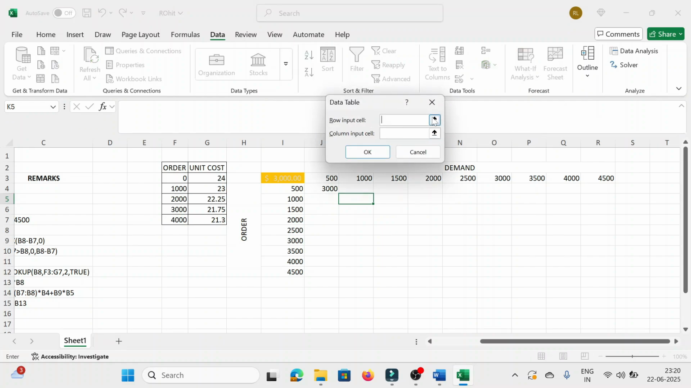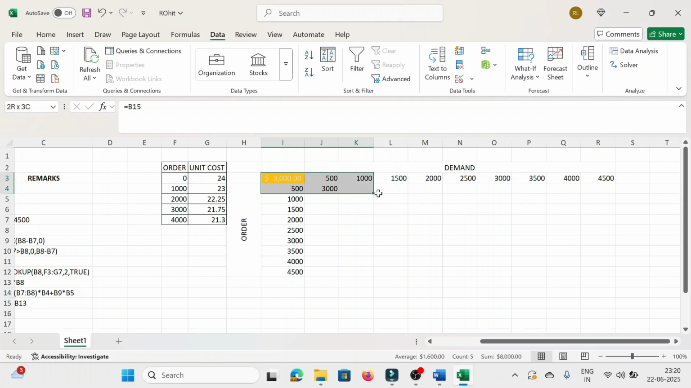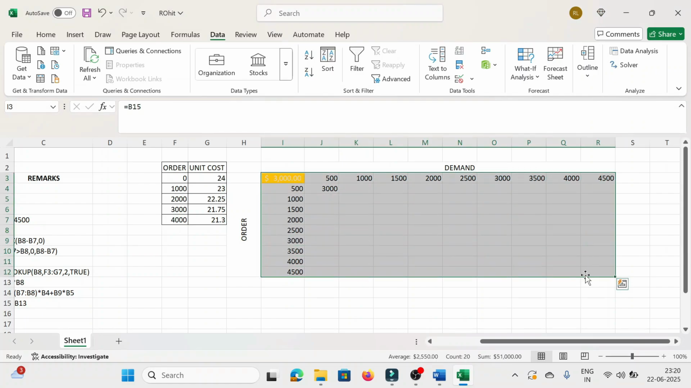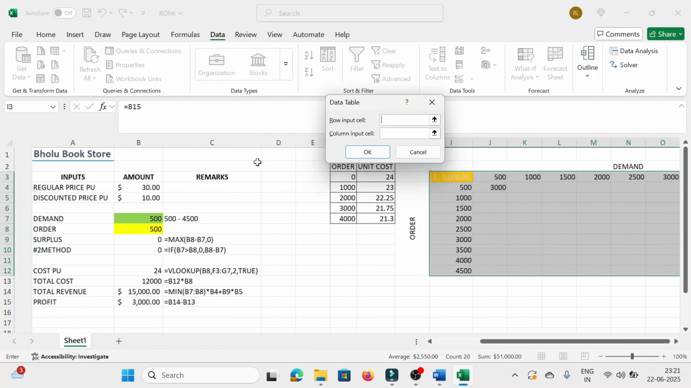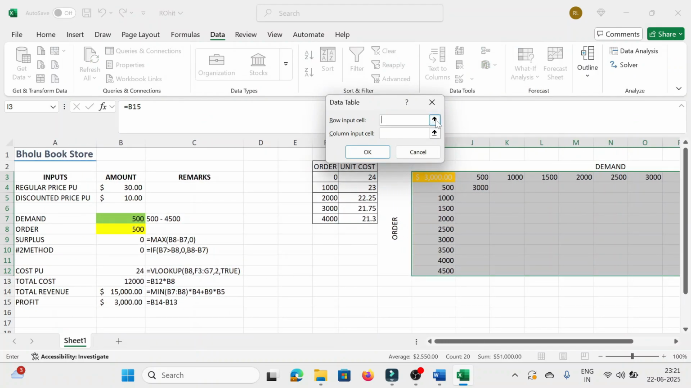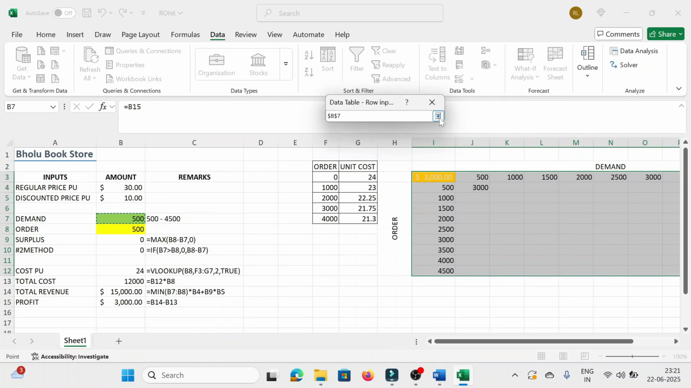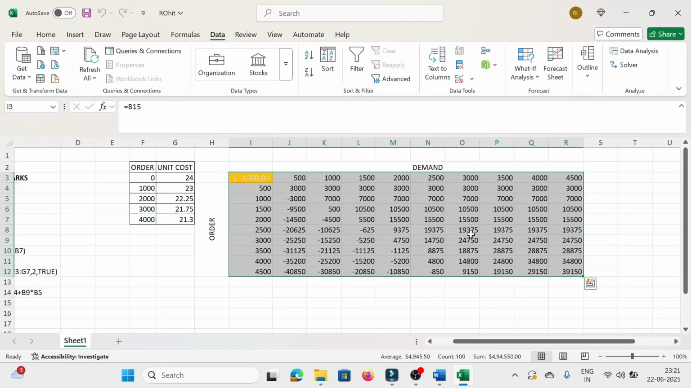Here, first select this whole table. Okay. Now do the same thing. What-If Analysis, Data Table. Now row input cell. See, row input cell is obviously your demand. So just click the value of demand. Same way, column input cell is your order. Just click on order and just click OK. You can see all the values are there.